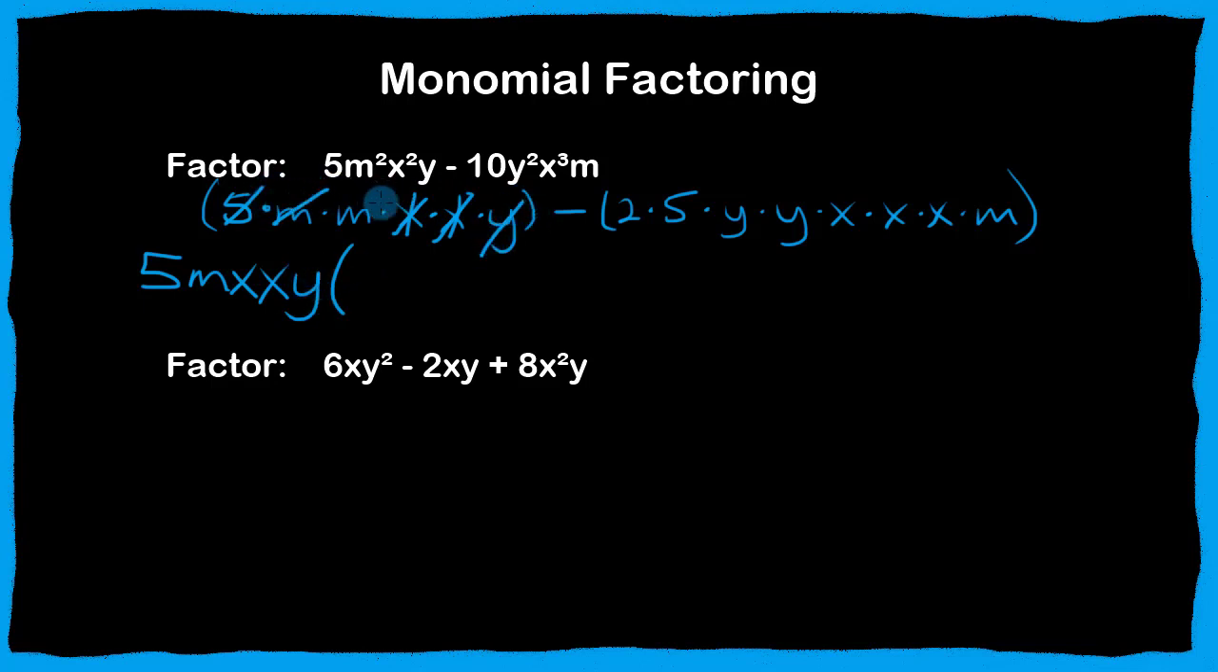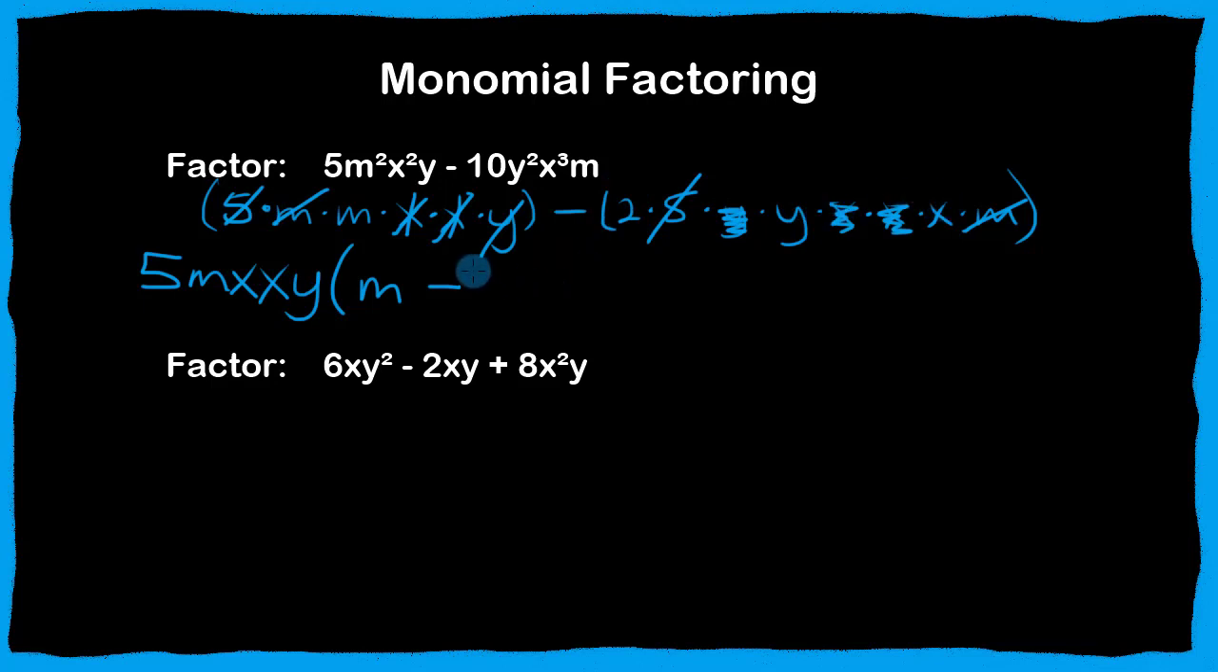So what am I left with? Everything is crossed out except for an m. So I just have a single m here, and then I have my minus symbol. Now I'm going to do the same thing. I'm going to take out a 5. I'm going to take out an m. I'm going to take out 2 x's, and I'm going to take out a single y. So I'm left with 2, a y, and an x.